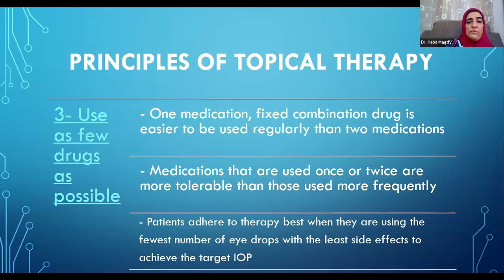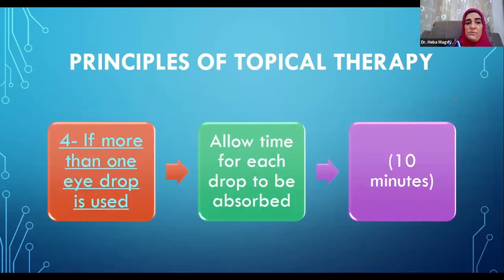One medication or a fixed combination is easier to use. Medications that are used once or twice daily are more tolerable than those used more frequently. And of course, the patient's adherence to the therapy is better with the fewest number of eye drops with the least systemic as well as local side effects. If you have to use more than one eye drop, you should allow time for each eye drop to be absorbed. You should instruct the patient to leave at least 10 minutes between the different eye drops.